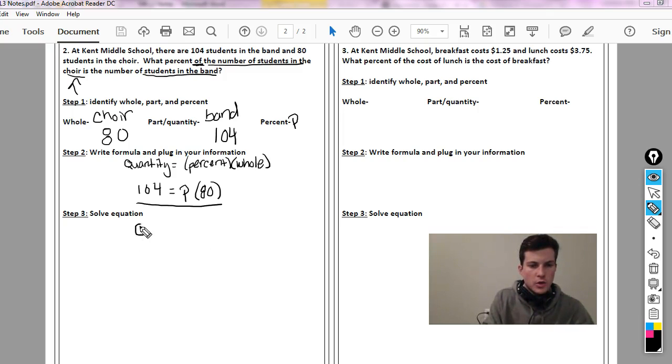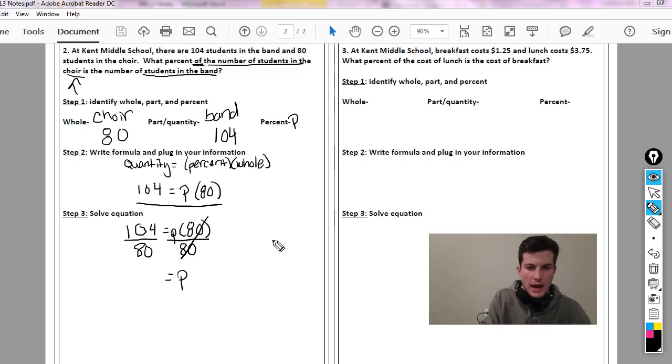Good. Let's rewrite the equation. So 104 equals P times 80. We want to solve for P. So we're going to divide the right side by 80. If we do that to one side, we must do that to the other. Divide this side by 80. Now I know on the right I'm going to have just P because these will cancel to be 1. But what is 104 divided by 80?